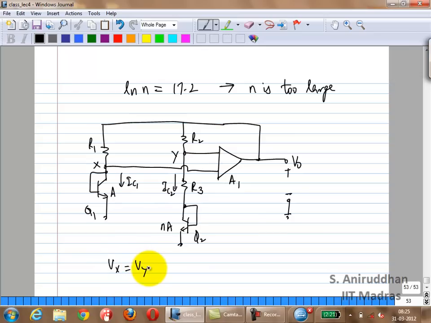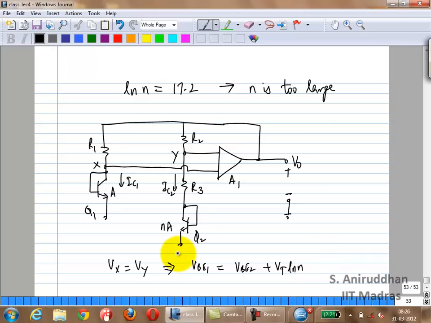I know that the feedback is working. Vx will be equal to Vy. Right? I have this relationship also. VBE1 will be nothing but VBE2 plus VT ln N. Okay?